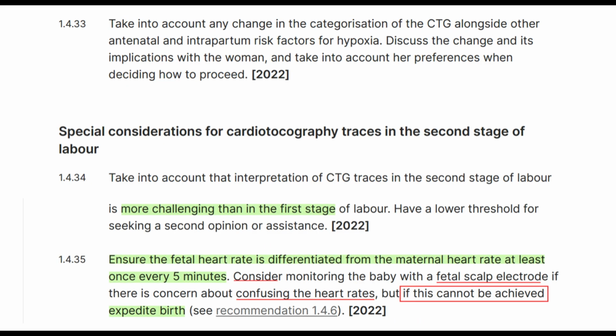Take into account any change in the categorization of the CTG alongside other antenatal and intrapartum risk factors for hypoxia. Discuss the change and its implications with the woman, and take into account her preferences when deciding how to proceed.